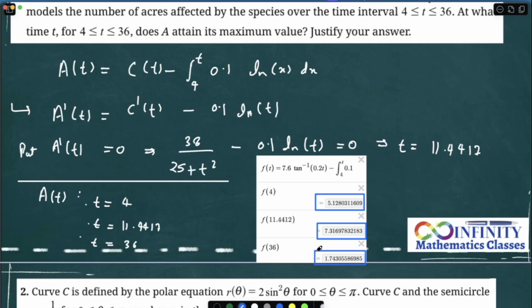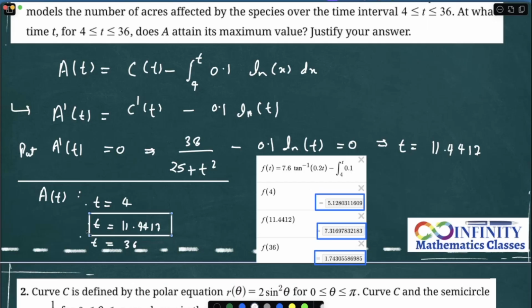Because they are looking for the maximum, does A attain its maximum value? The answer is yes, it attains the maximum value. And where does it attain the maximum value? It attains the maximum value at t equals 11.4417. Any doubt there?